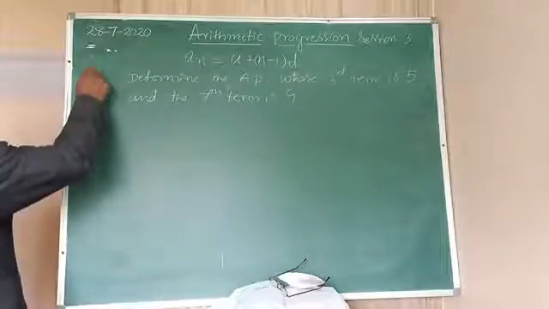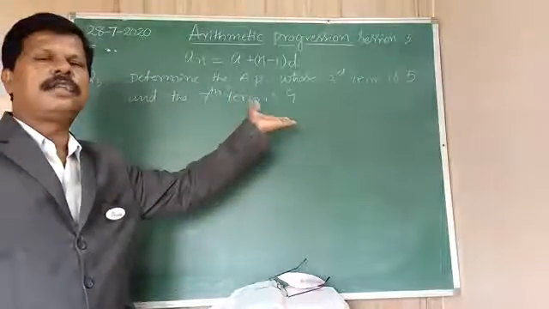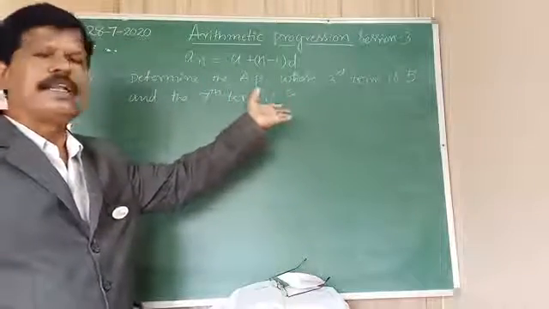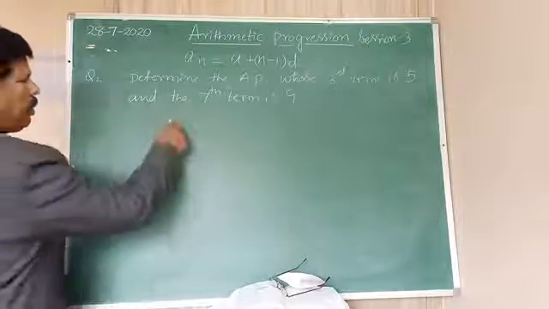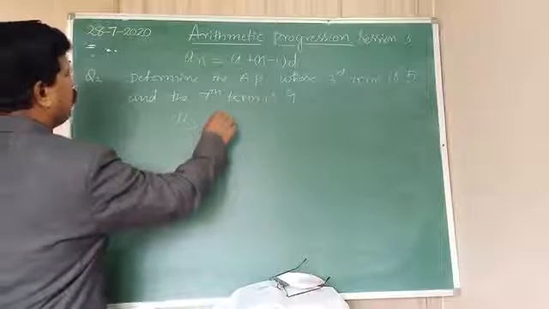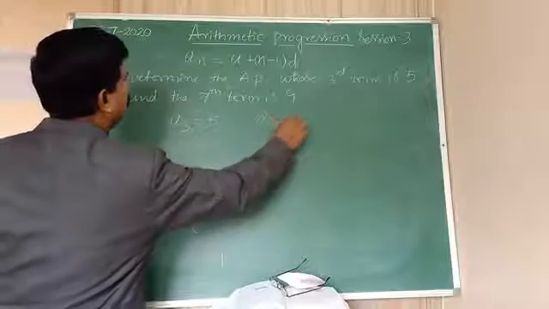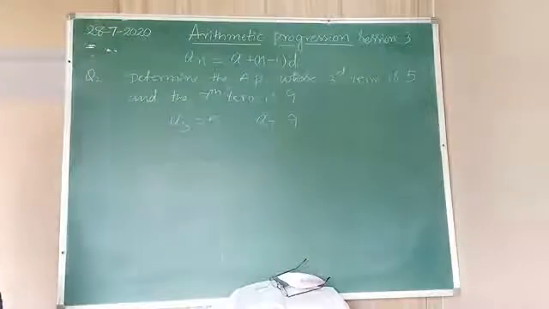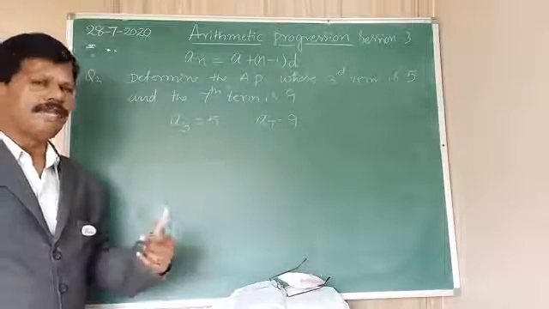Now this is the question. So what is given? Same. This is also a simultaneous pair of linear equations. They have given that the third term is 5. That means A3 is equal to 5 and A7 equals 9. So here what we want is the A and D values.